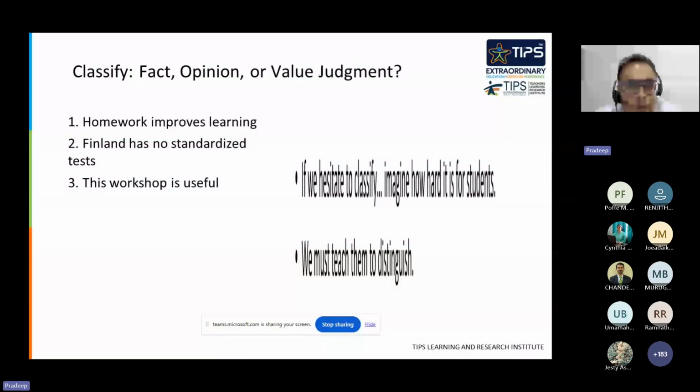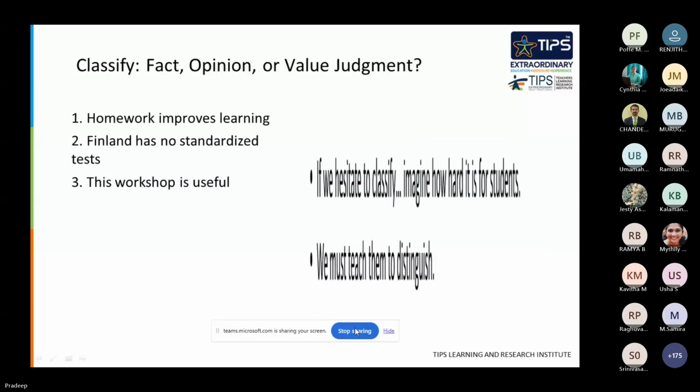How many of you know about fact, opinion, or value judgment? Have you heard about these terms? Any one of you know about facts? Anyone can answer what is a fact according to you? Teachers, I'm waiting for your responses. Fact, you can say the sun rises daily is a fact. And opinion could be it is very hot today or it is slightly warm.